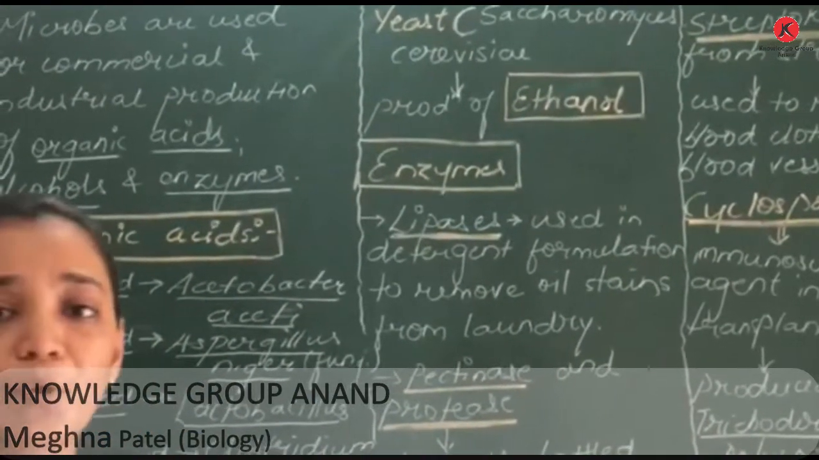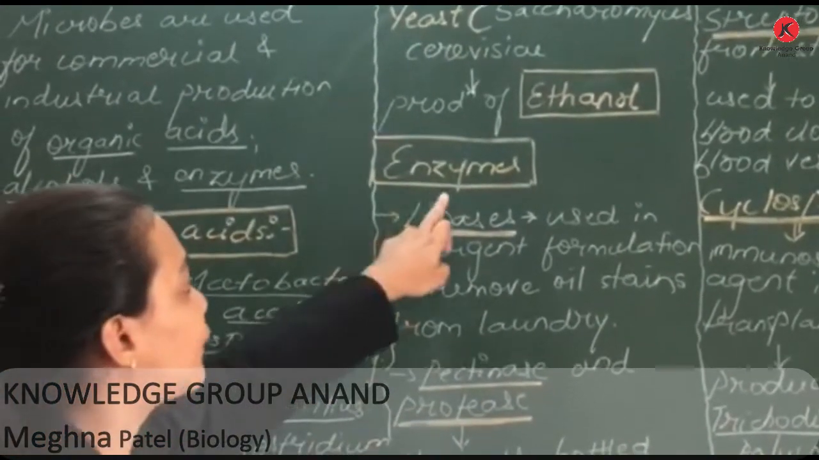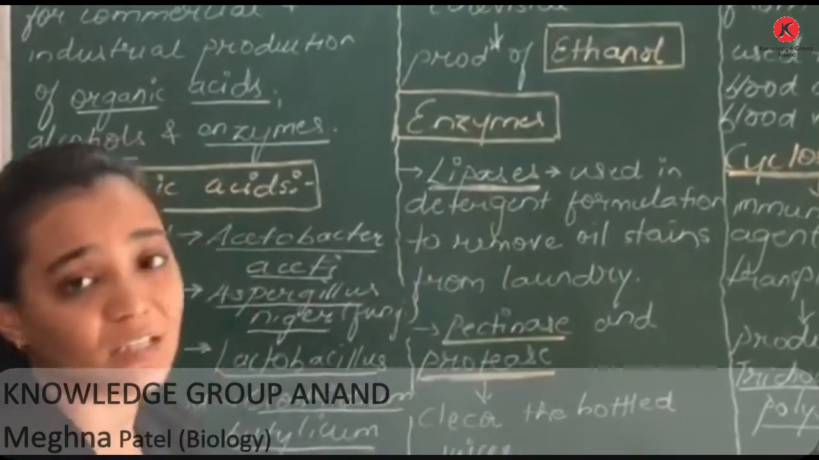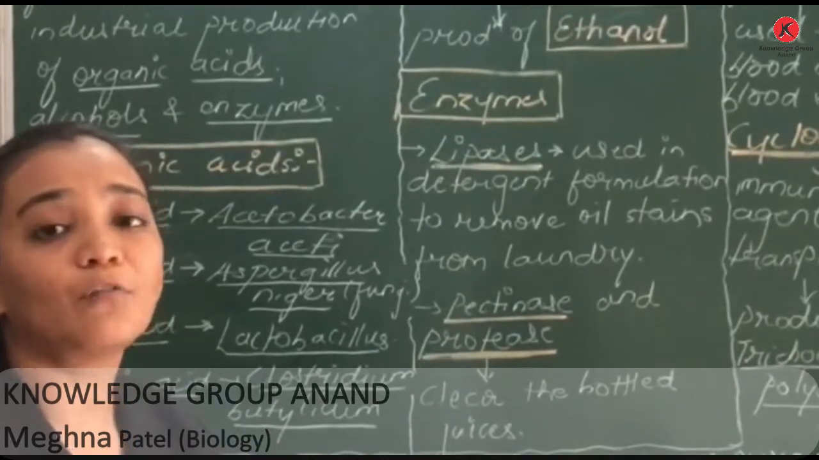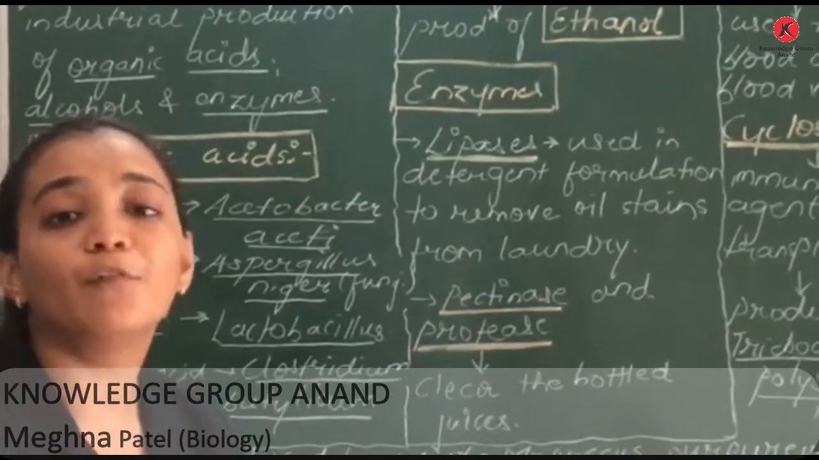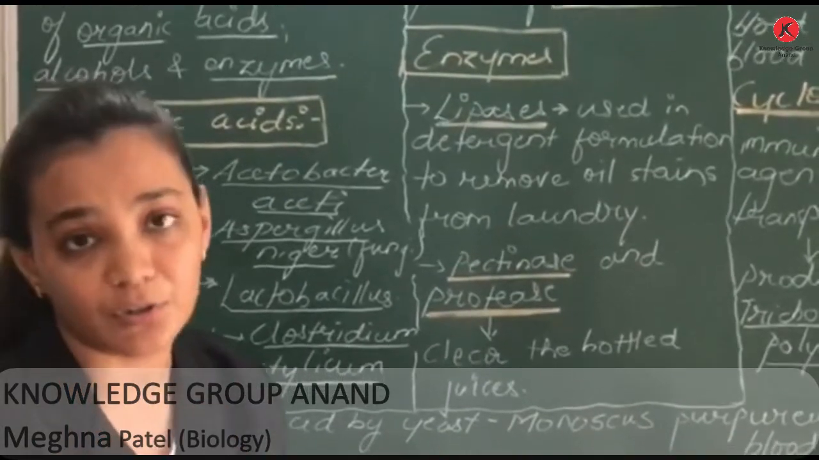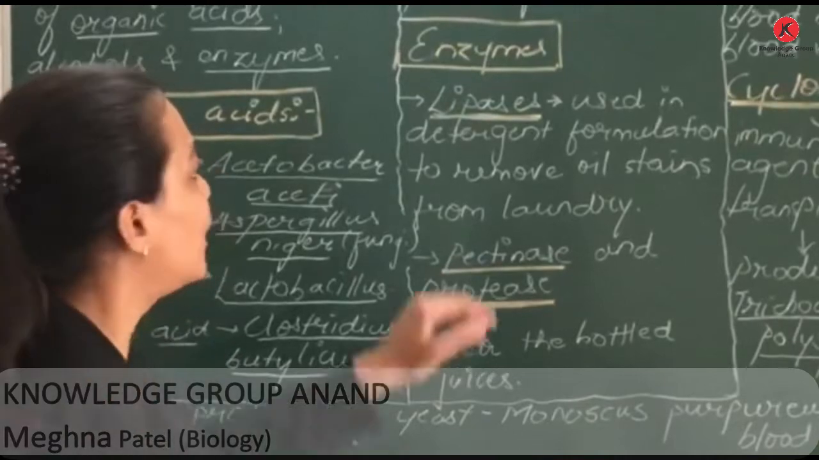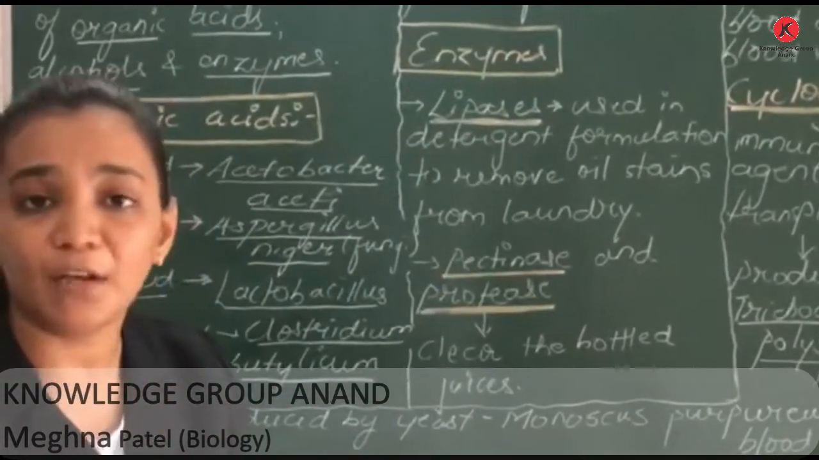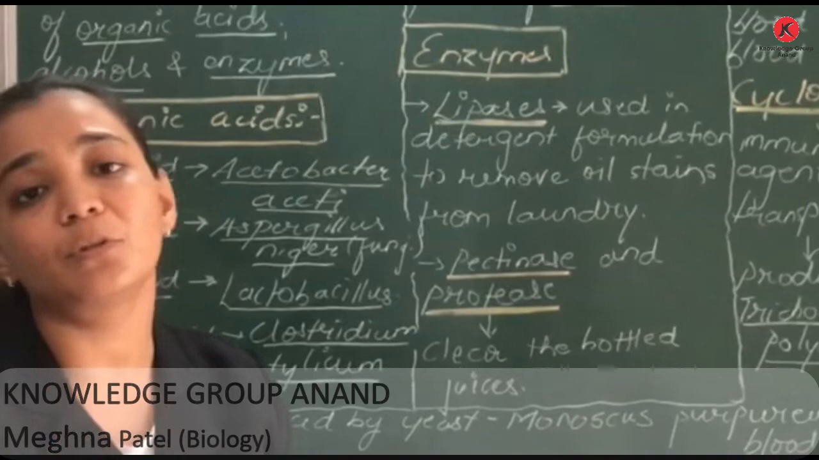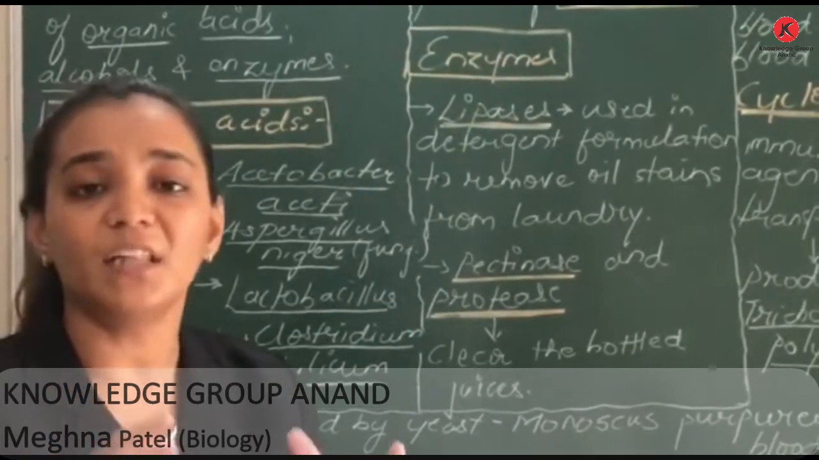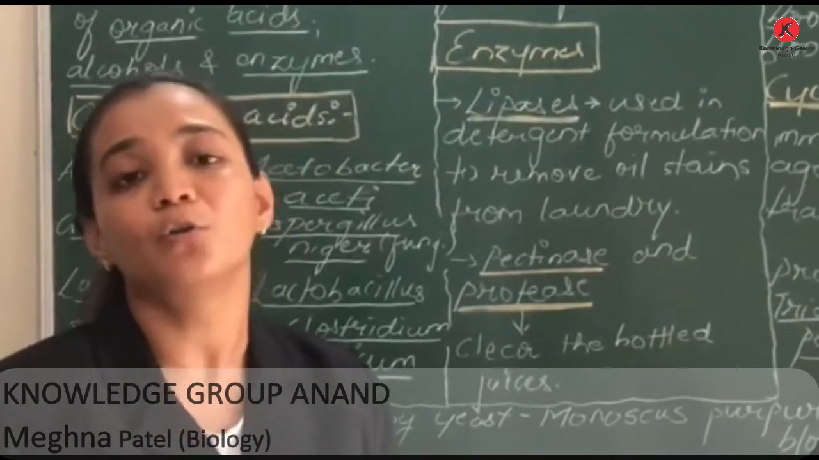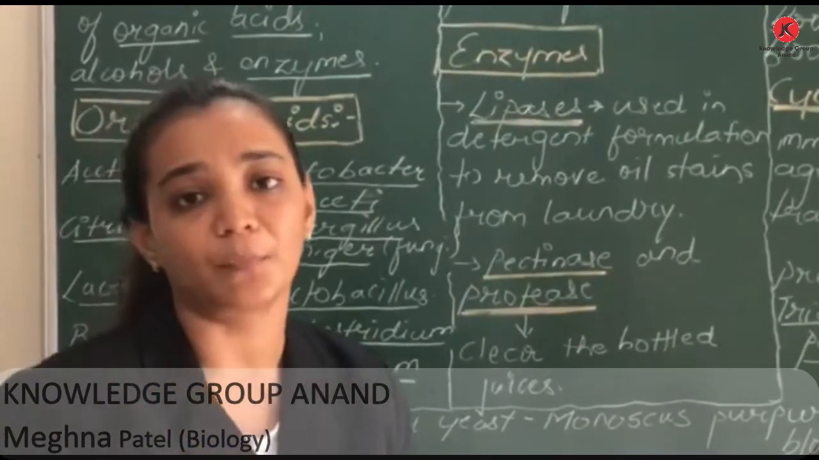The third important product obtained at industrial scale is the different types of enzymes. The first enzyme we talk about is lipases. Lipases are a set of enzymes used to remove oily stains from clothes, from the laundry, and therefore lipases are added to detergent formulations. When detergents are prepared, lipases are added to remove any type of oily stain from the clothes.